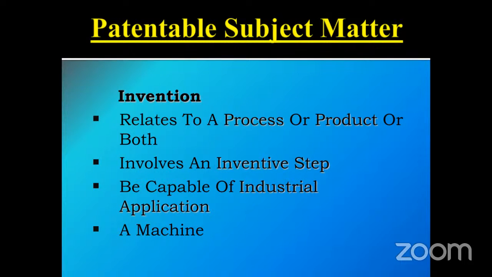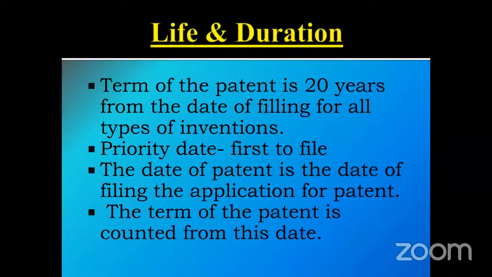You can patent a process or you can patent a product. The methodology or the steps we can follow for that invention should have an inventive step. That means some new methodology should be there. And most important, it should have an industrial application. So like this, these things can be patentable. So patent is one form of intellectual property.